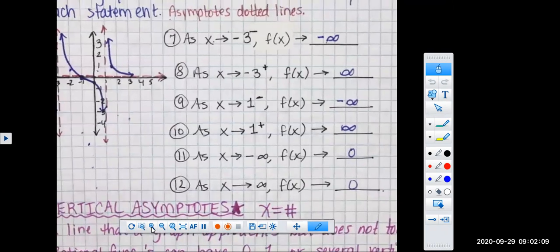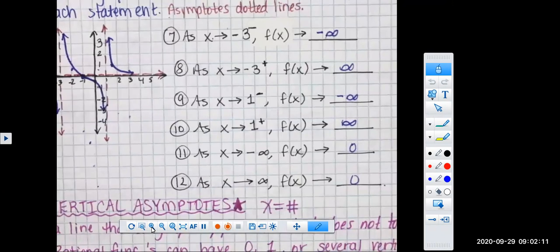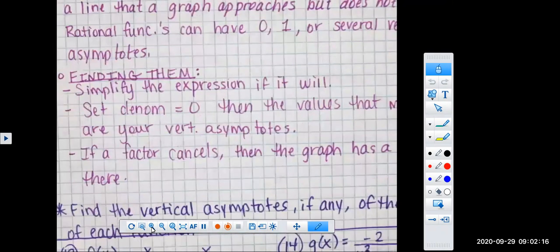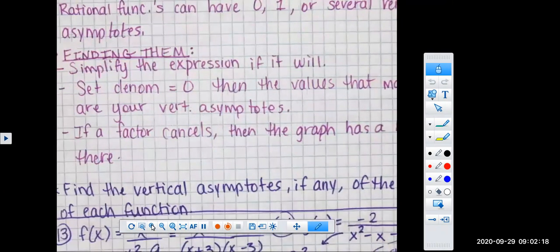All right. Are you guys ready to find some vertical asymptotes? All right, let's do it. Probably not, but I at least appreciate you saying sure.